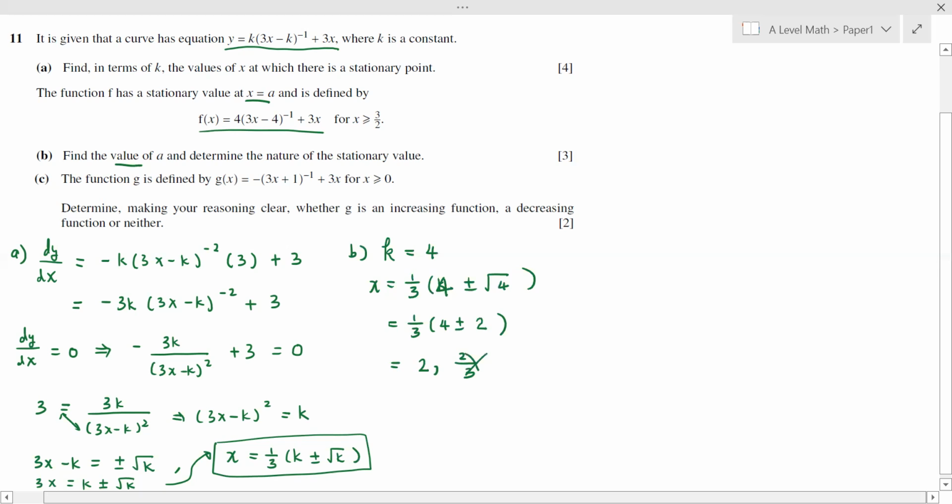Now this is inadmissible because x must be greater than or equals 3 over 2. Then we say that a must be 2. This is the stationary point.